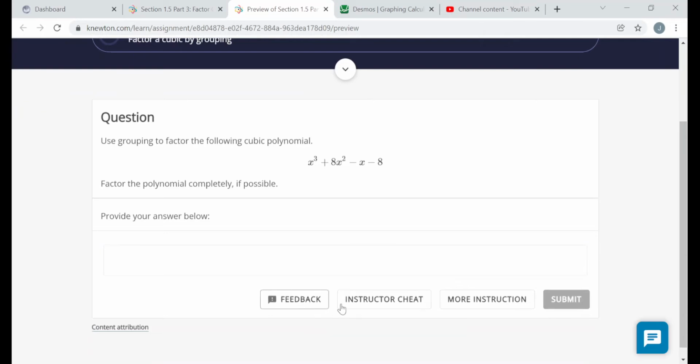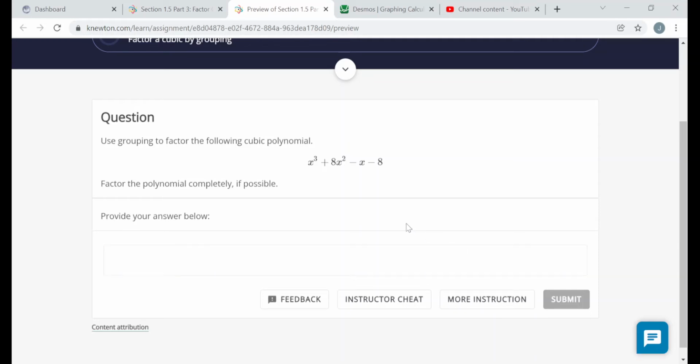And at the bottom of every question, you should see a couple buttons. One is the feedback button, where if you find something wrong with a question, a typo, or some sort of error, you can send feedback to Knewton and they'll address it. You will not see the instructor cheat button. That's for me. But you will see the more instruction button.